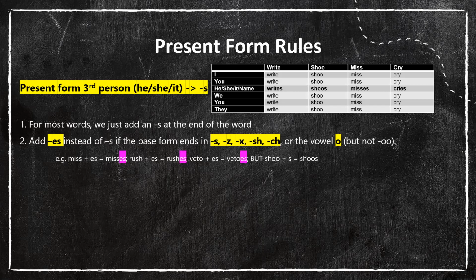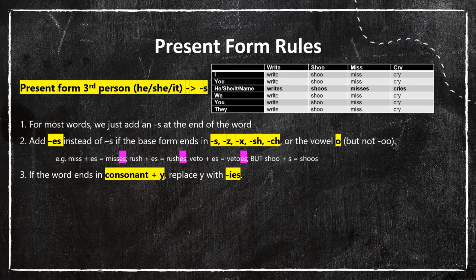Here are some examples. Miss plus ES, it ends in S, right? M-I-S-S, it ends in S, so we add an ES and it becomes misses. Rush, once again, it ends in an SH, and we add an ES and it becomes rushes. Veto has an O at the end, a single O, so veto plus ES is vetoes. Once again, shoe has two O's, so we only add one S at the end.